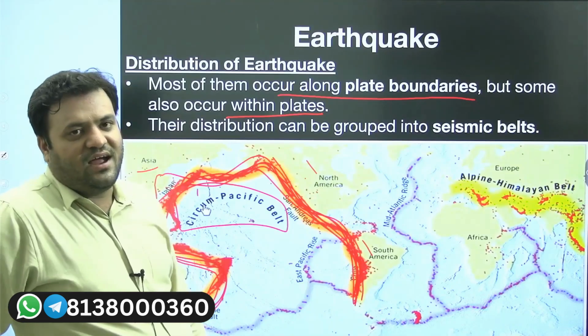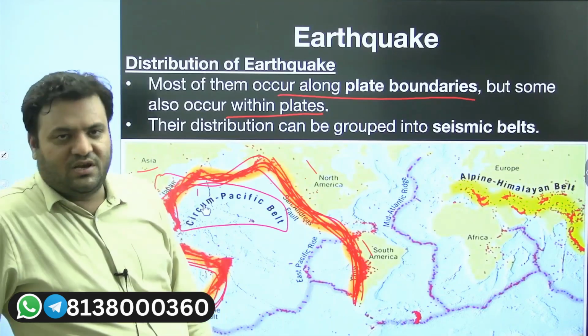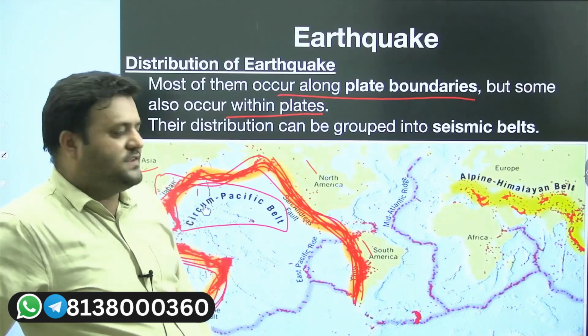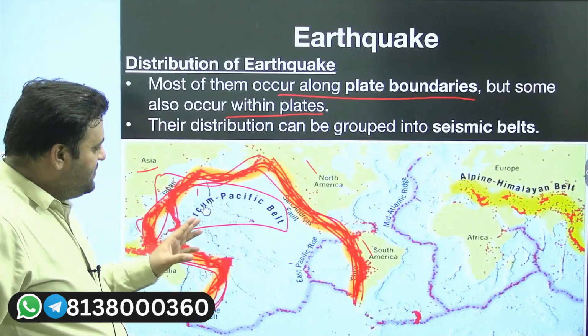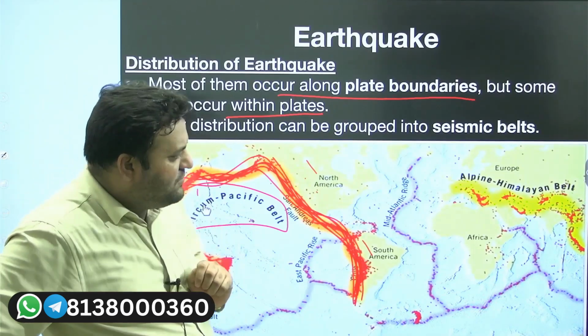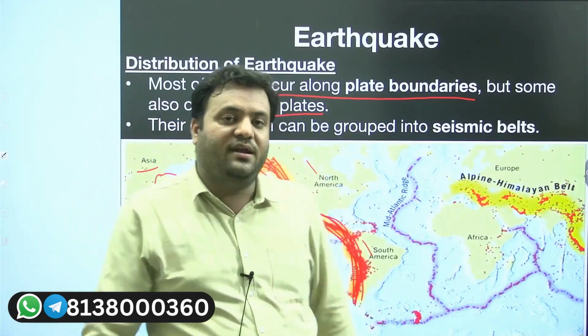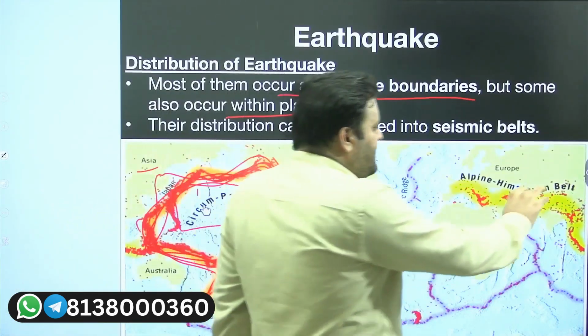As a result of that, earthquakes will take place. So the very first is the Circum-Pacific Belt. The very second belt where you can see earthquakes prominently is the Alpine Himalayan belt.